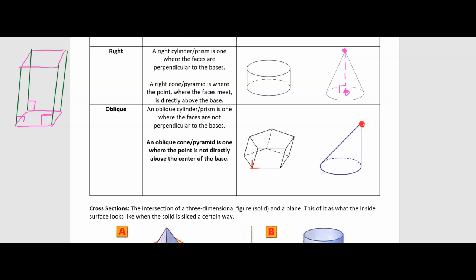Remember I said you could think about if you drew a segment down. I may have said line before, I should have said segment. If you drew a segment down to the center, it should form a right angle. Well, this clearly doesn't. This right here is not a right angle, so it is not a right cone. It would be considered an oblique cone.